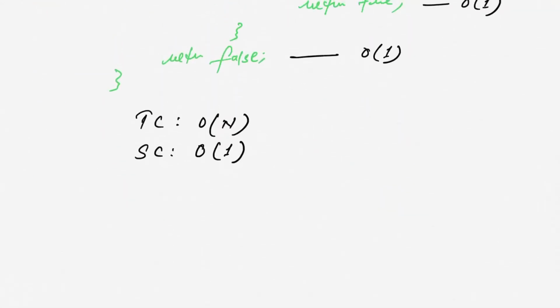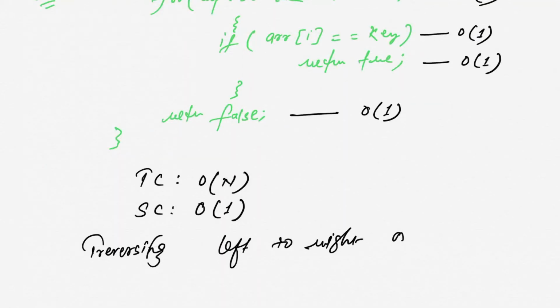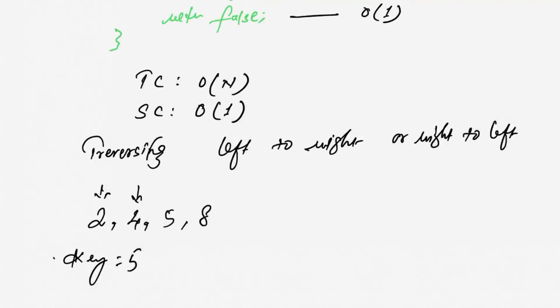Now, we can traverse from left to right or right to left. For example, given 2, 4, 5, 8, and the key given is 5, you can start from 2, then move to 4, then 5, and as soon as you find the key you return true, otherwise false.